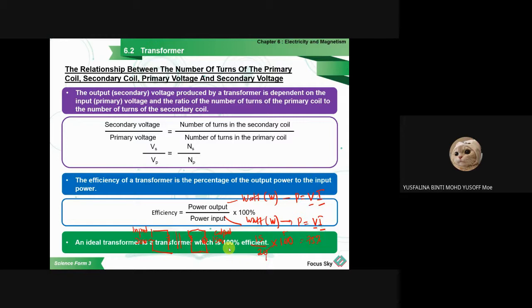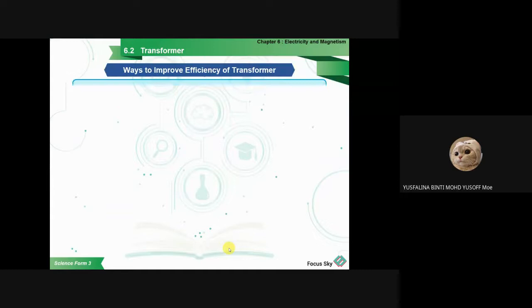The ideal transformer means 100% efficiency. There is no loss of heat energy or other energy to the surrounding, so all of the energy being given is used to light up the bulb. Let's say that's the example. So that is the ideal transformer.